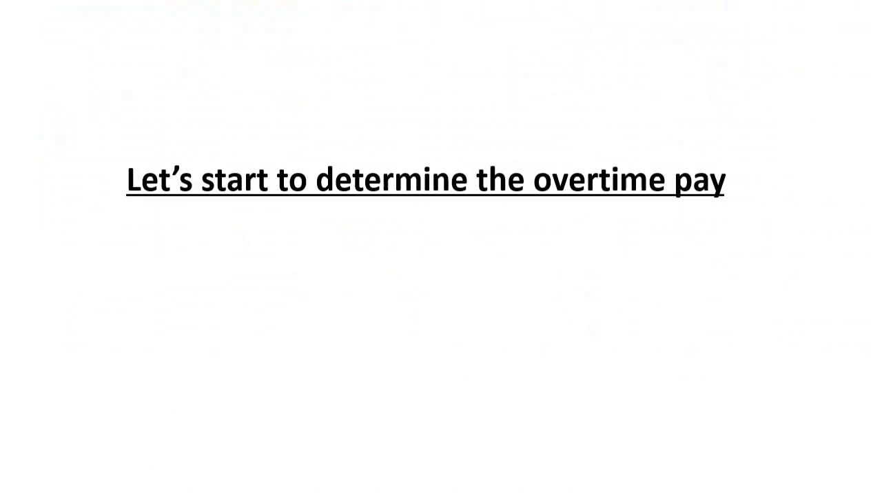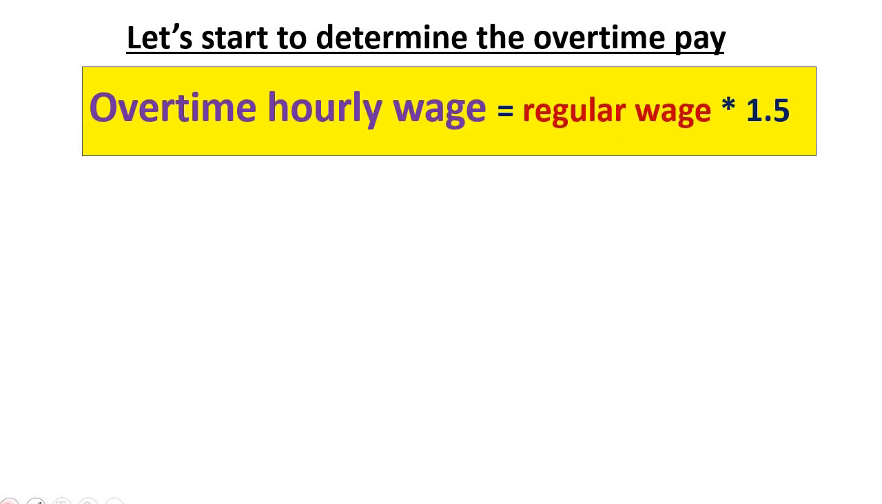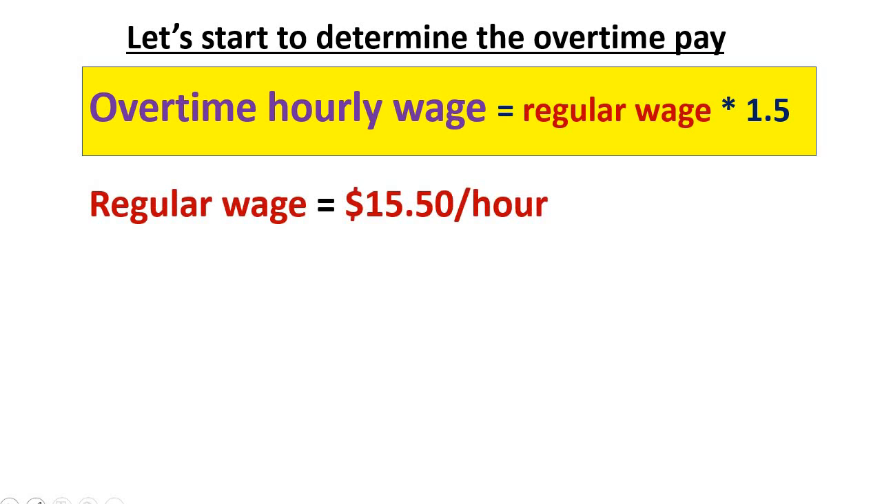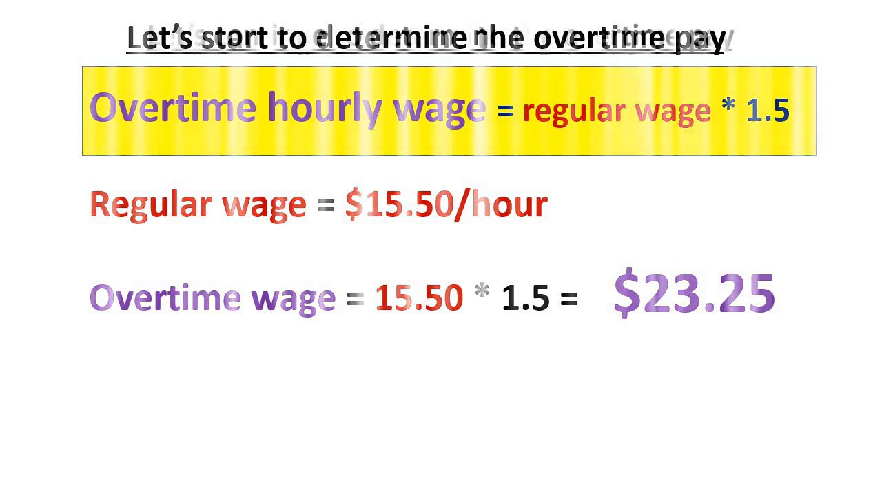Okay, so now let's look at an example. We're going to get ourselves started. Let's do the hourly wage first. It's going to be regular wage times 1.5. I know my regular wage is $15.50 per hour, so my overtime wage is going to be that $15.50 times the 1.5. So how much do I earn per hour for my overtime wage? Excellent, $23.25. Beautiful. So we have the hourly wage for overtime.